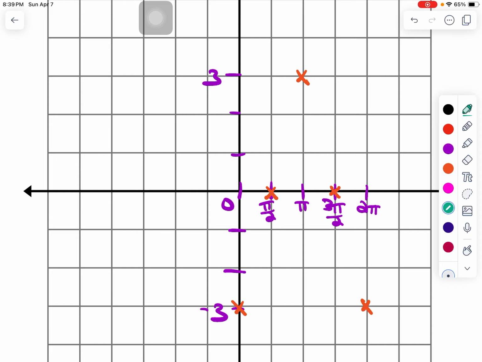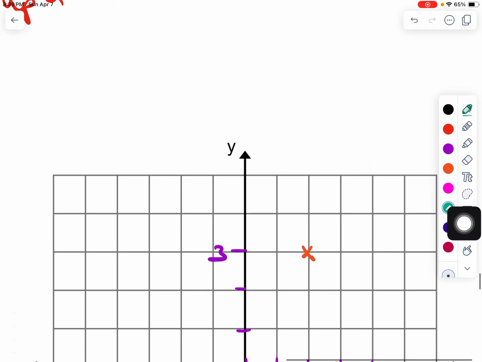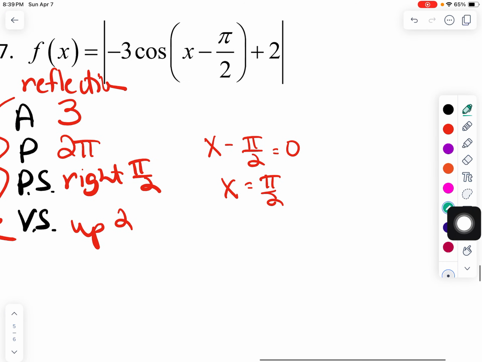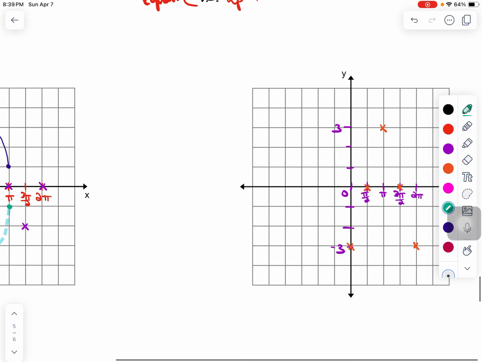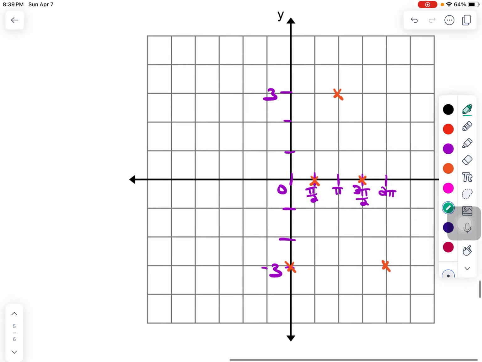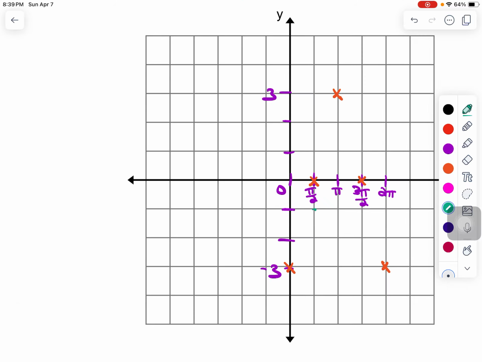So phase shift was right pi over 2, which is 1 space. So let me make a little note here. This is going to be right 1 space. And then I need to go right 1 up 2. Okay, so every one of these points, I'm going to go right 1 up 2, right 1 up 2, right 1 up 2, right 1 up 2. Okay, so I've got all my points in the right places.